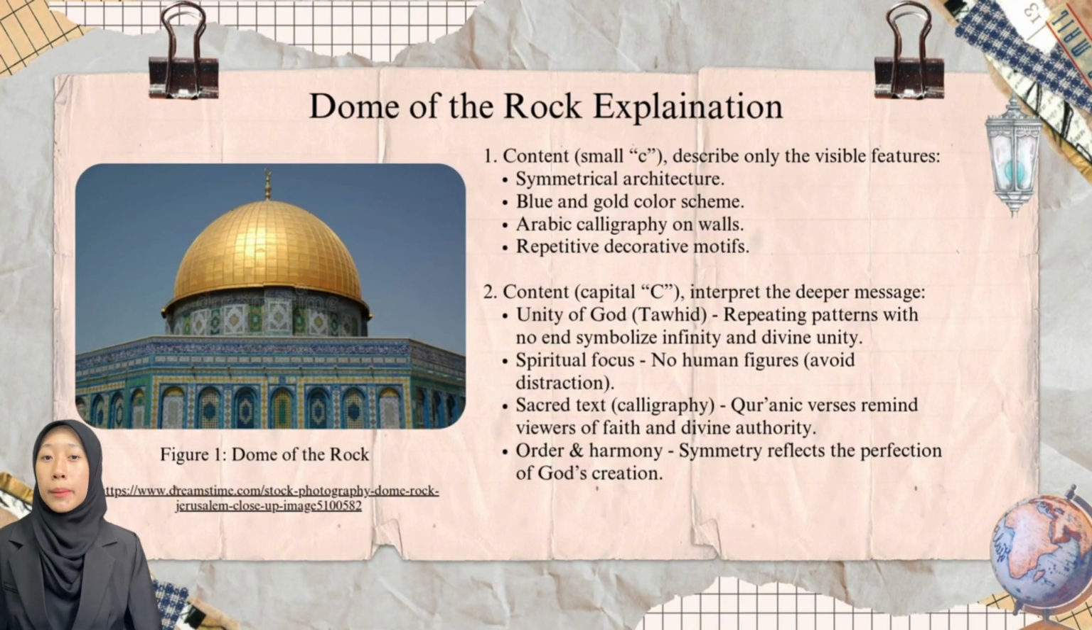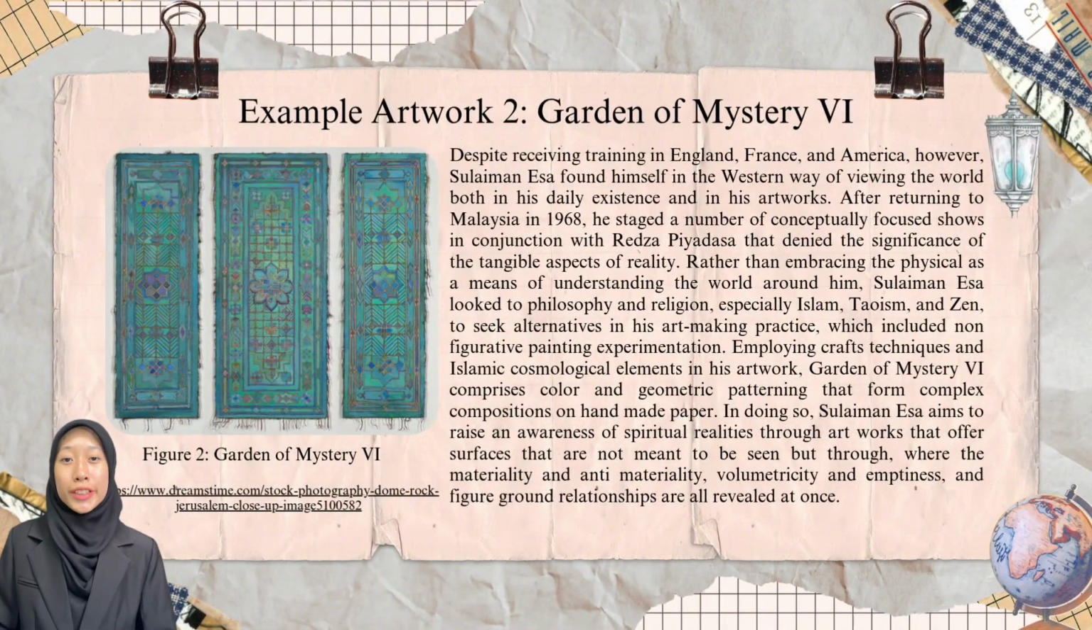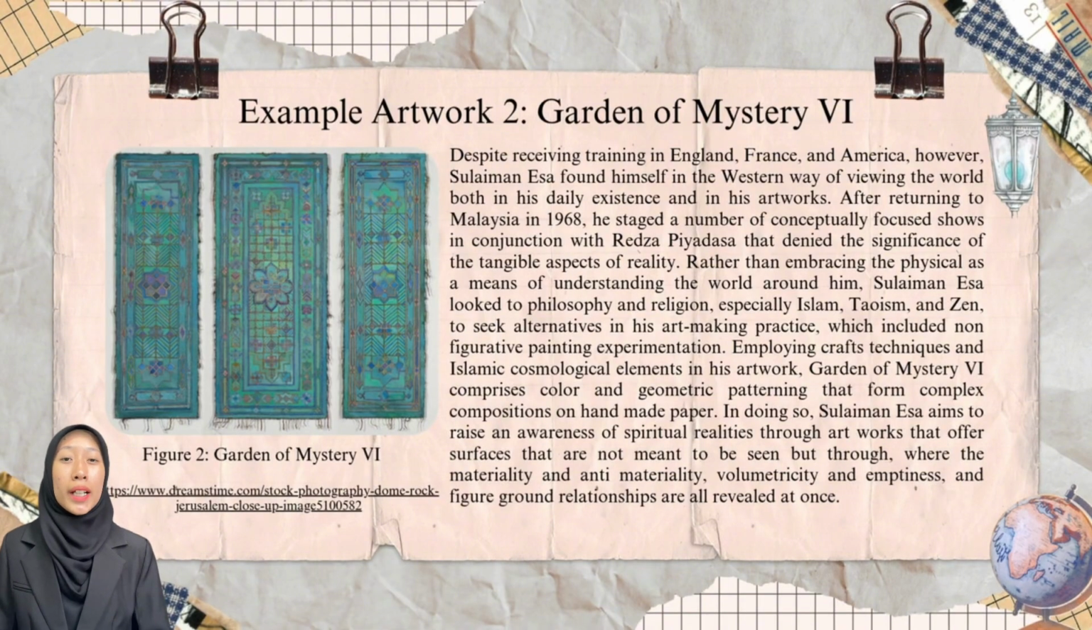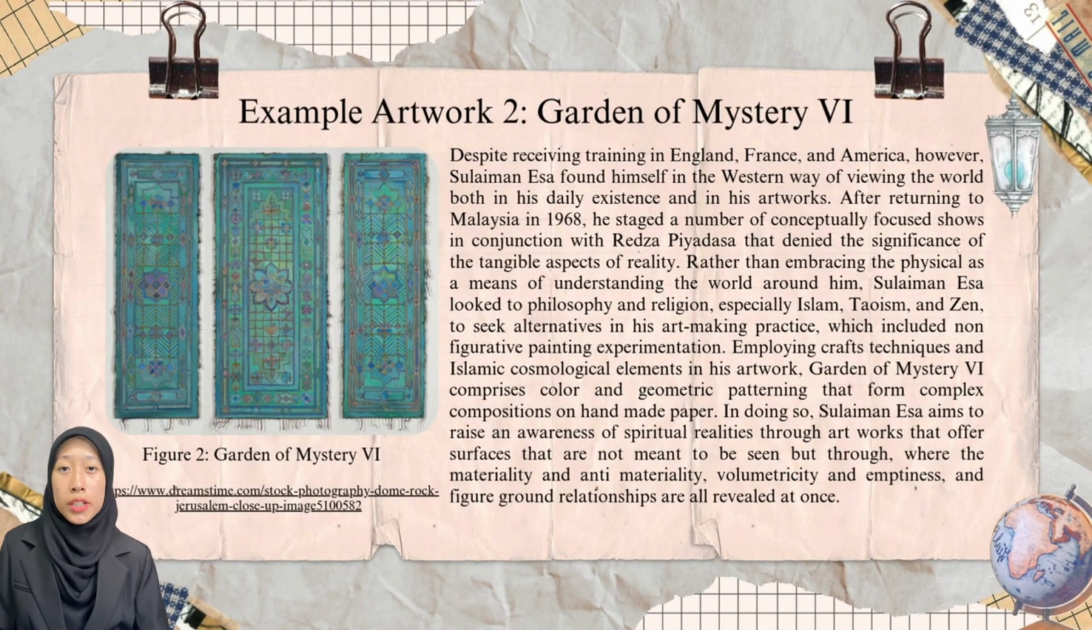Let's move to example 2. This is the example of artwork 2, Garden of Mystery, B1. Sulaiman Issa studied art in England, France, and America. He was influenced by the Western way of thinking at first. When he returned to Malaysia in 1968, he collaborated with Redza Piyadasa to create conceptual art exhibitions.